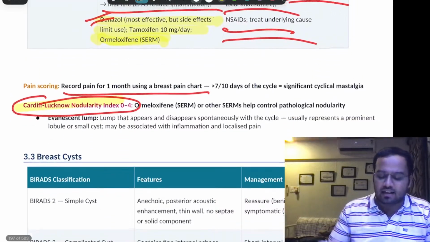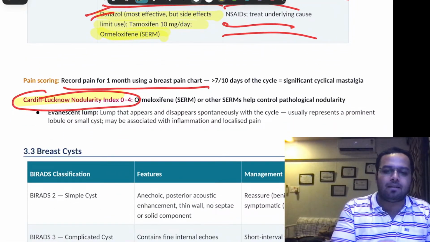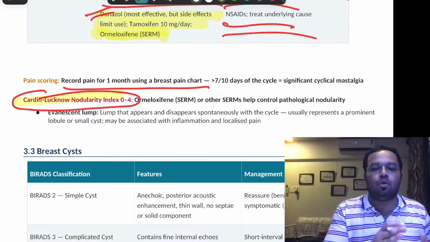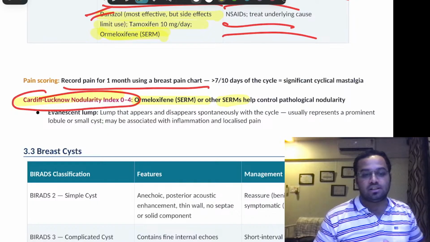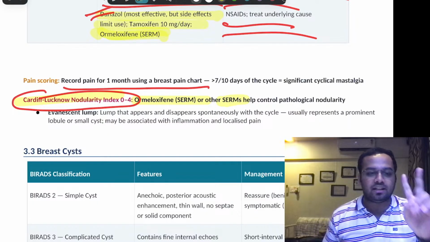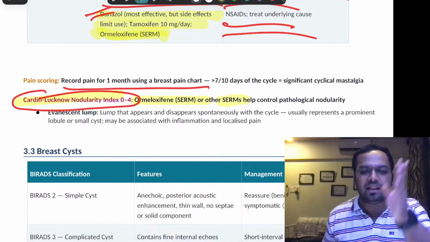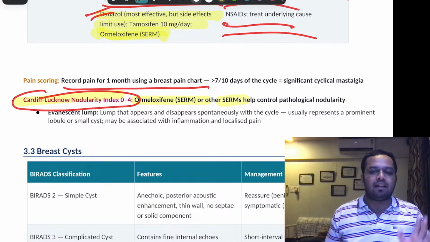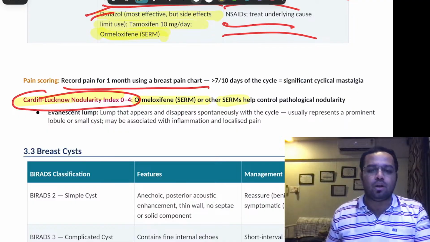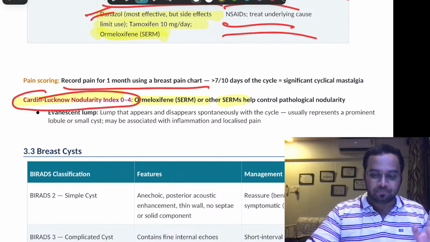Here the pain might be reduced with evening primrose oil and flaxseed oil. But for the nodularity to go off, a nodular breast always needs ormeloxifene or other selective estrogen receptor modulators. So always remember these two things: the Cardiff-Lucknow nodularity index, 1 being the least nodular and 4 being the most nodular breast. And for treatment, you should give ormeloxifene or other SERMs like tamoxifen, which is going to reduce the nodularity of the breast as well. It is very much important for you to know.